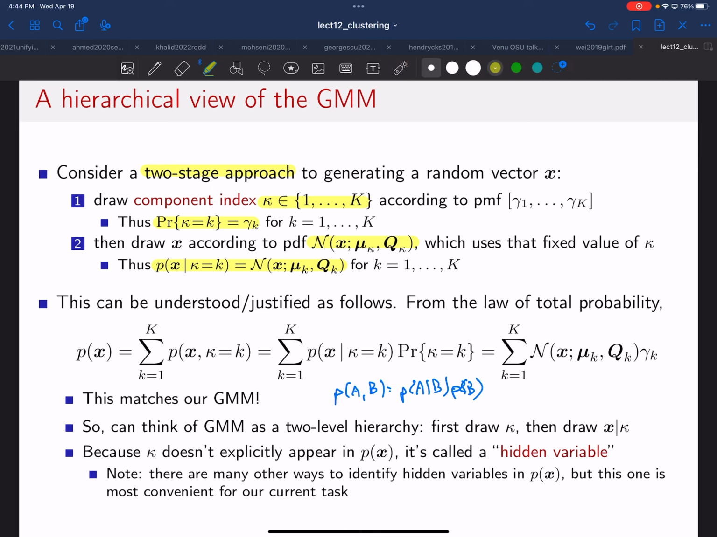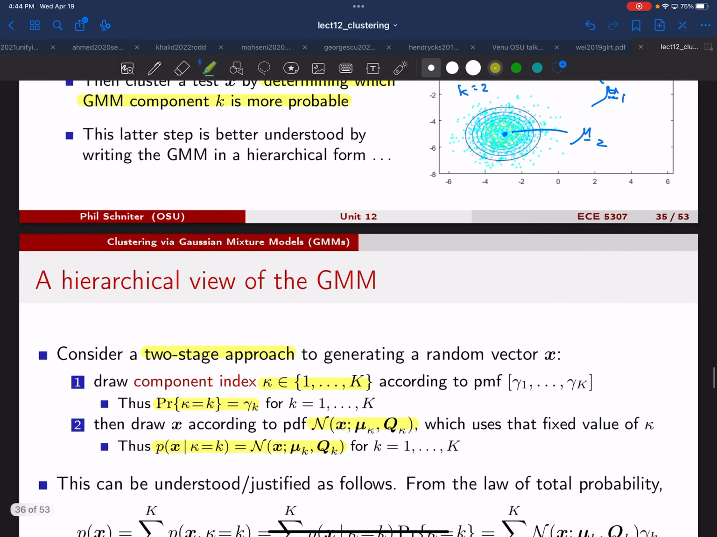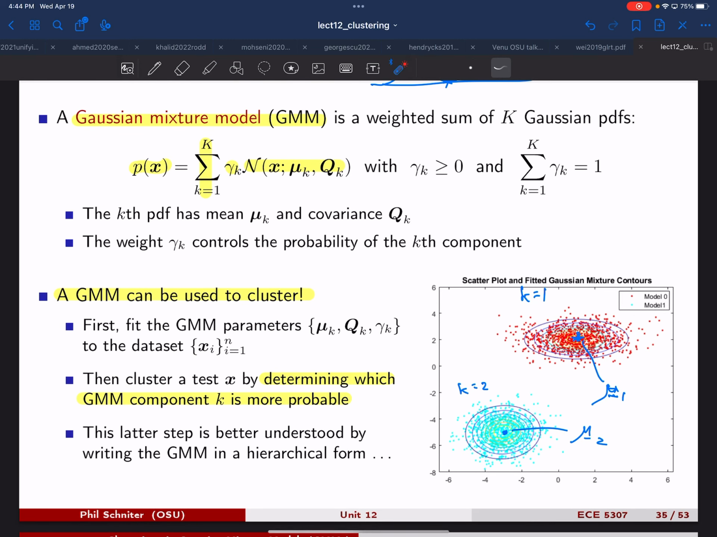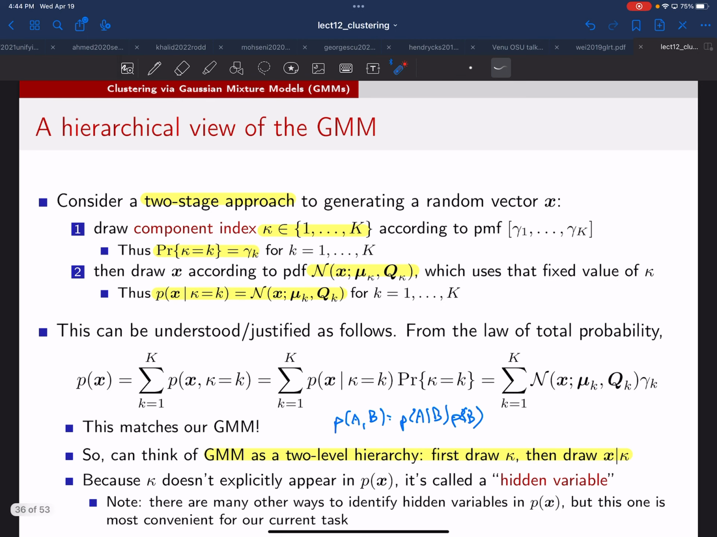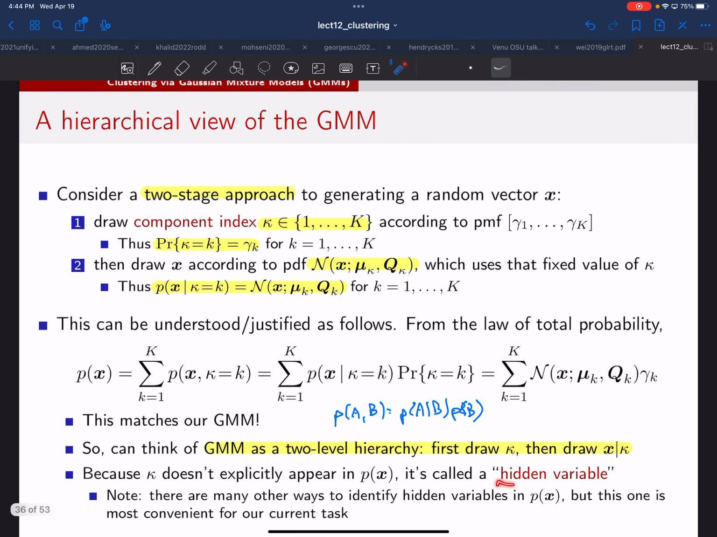Okay, so the idea is to think of this GMM as a two-level hierarchy. First draw kappa, then draw X given kappa. What's interesting about this approach is there is no kappa in the original model, right? Kappa is something we made up, just to make our lives easier. And this is something that happens a lot in statistics. Sometimes it helps to come up with what's called a hidden variable, something that doesn't explicitly appear, but is just a helper. There are many ways of doing this, depending on the probability density you're working with or the task you're trying to solve. So in this particular problem, the most convenient choice of hidden variable is to set kappa to be the mixture index.